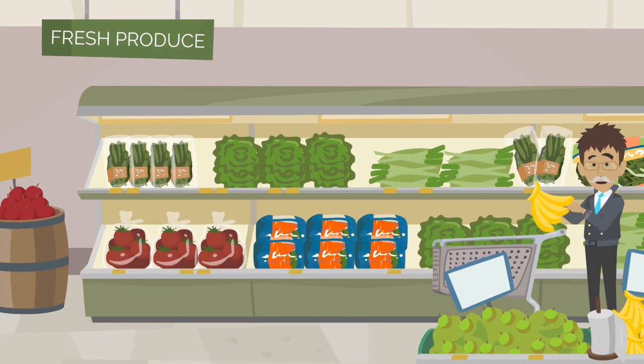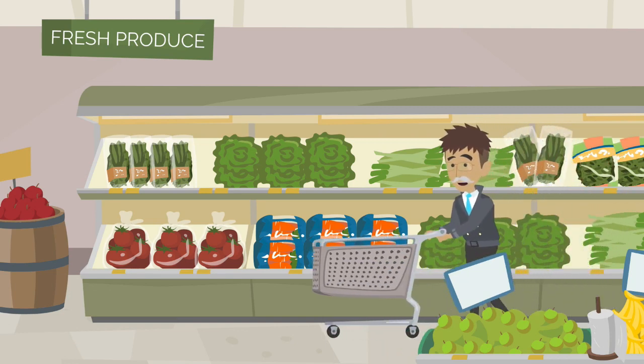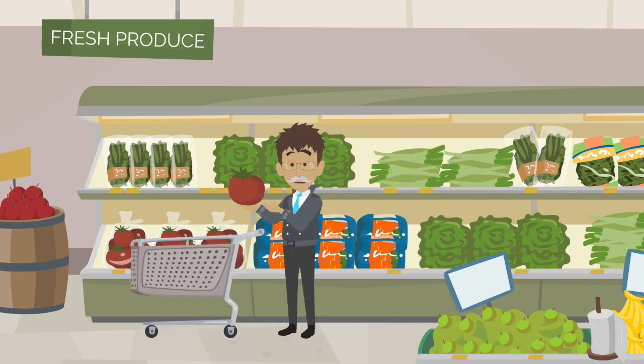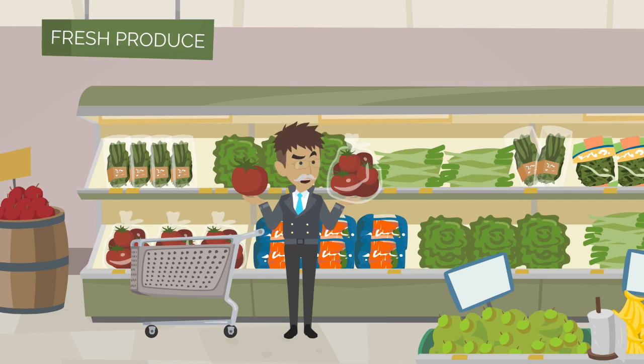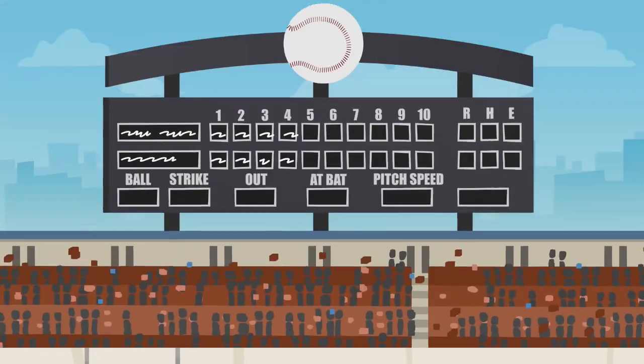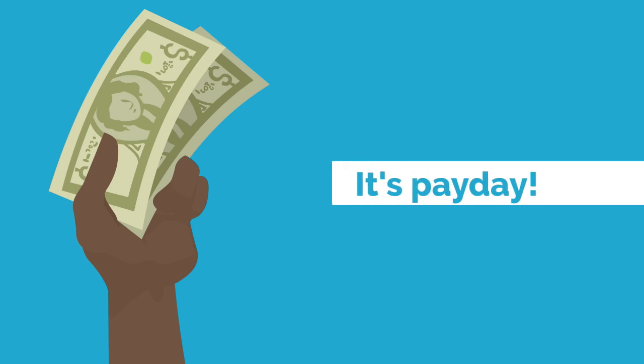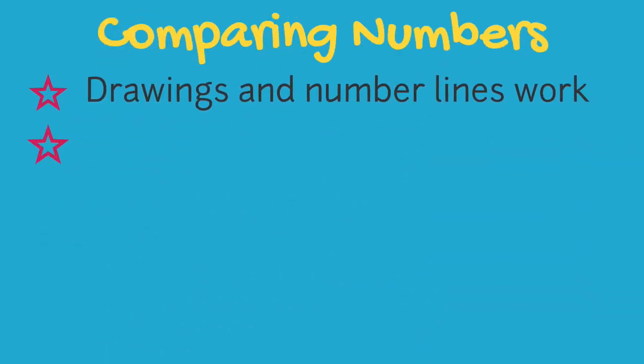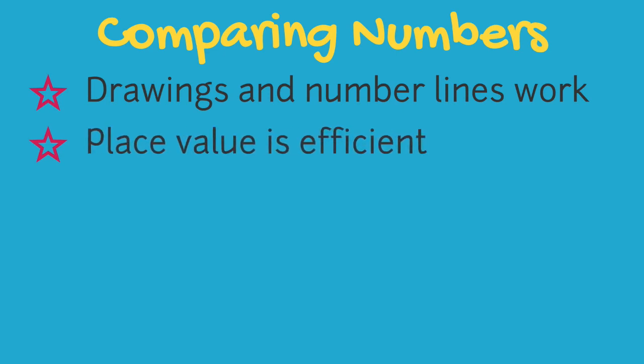Take a look and you will see a mathematical world around you filled with comparisons. Comparing whole numbers is an important skill to learn. It can help us solve everyday problems such as deciding which store has the best price on an item, which team has the most points in a game, or if we were paid enough. We can use drawings or a number line to compare whole numbers, but using place value is more efficient.